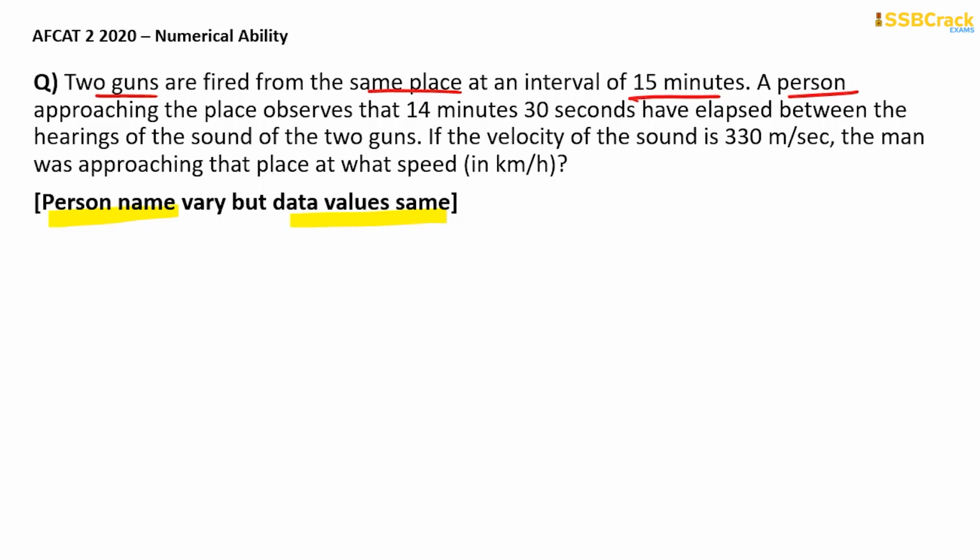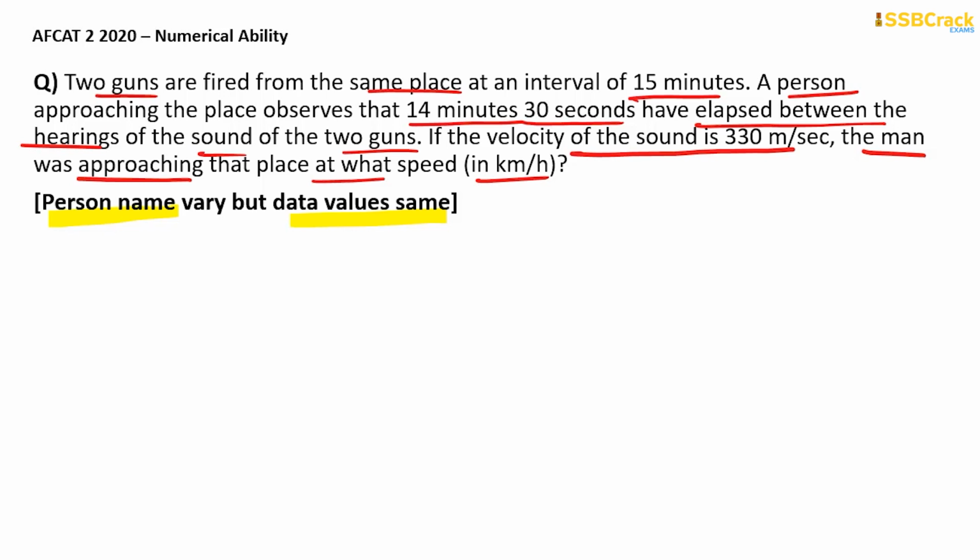A person approaching the place observes that 14 minutes 30 seconds have elapsed between the hearings of the sound of the two guns. Now they have given us the velocity of sound, which is 330 meters per second, to calculate the speed of the man who was approaching and who heard that elapse of sound. So we have to find the speed of the man.